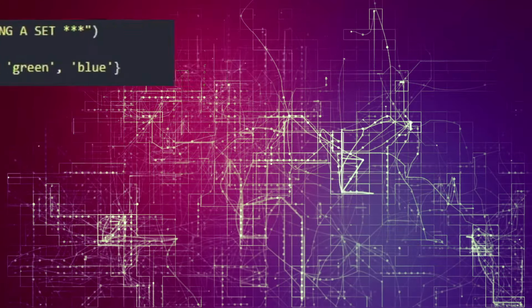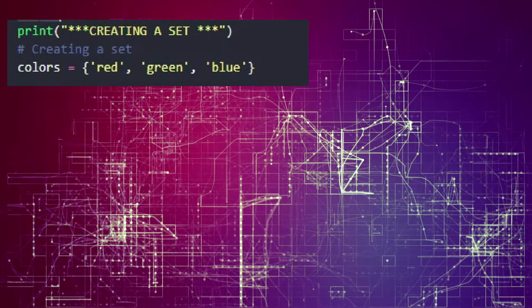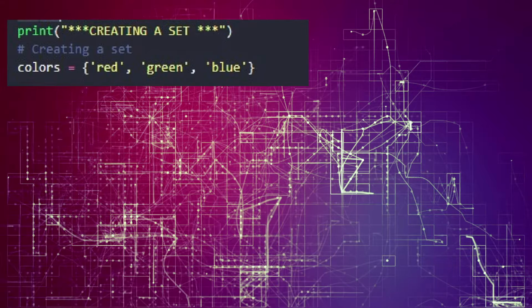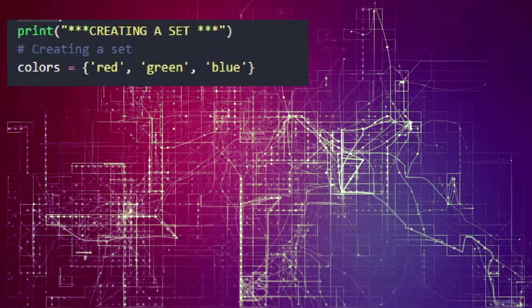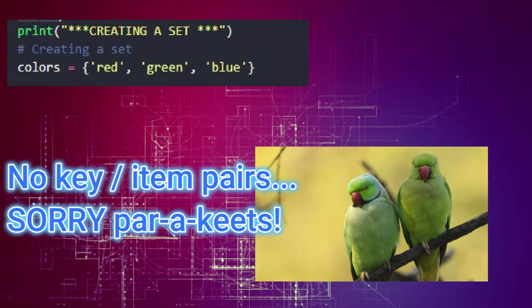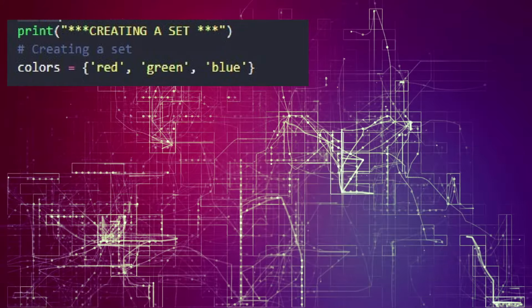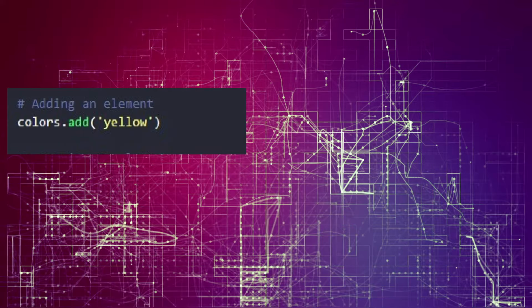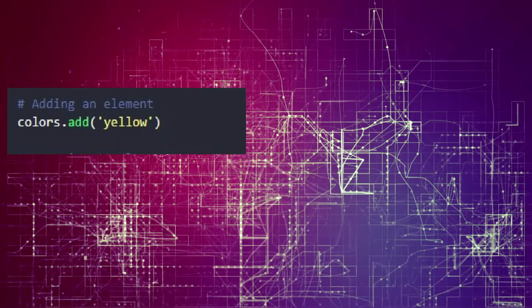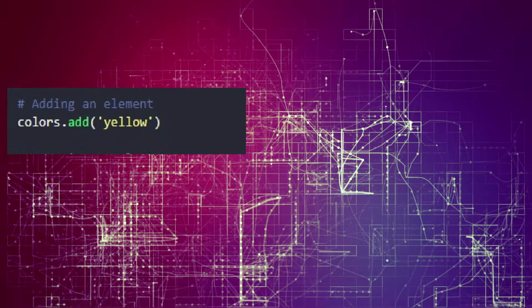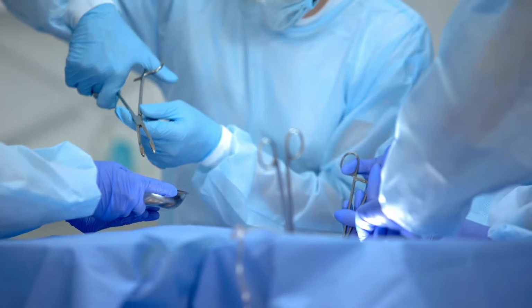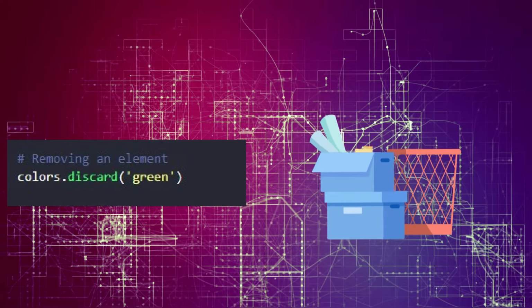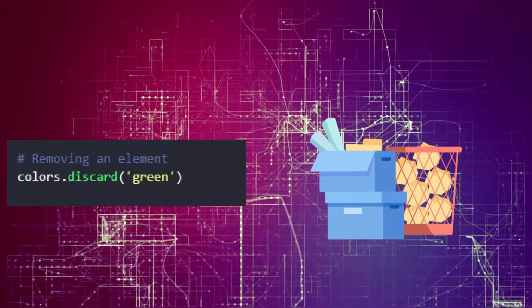Let's take a look. So a set is enclosed in curly brackets like a dictionary, however, it only includes the items instead of the key-item pairs. So you can add items with the add function, with the name of the set, .add, and in the parentheses, the value you want to add to your set. To remove an item, you use the discard function, and then in the parentheses, you put the value you want to discard.